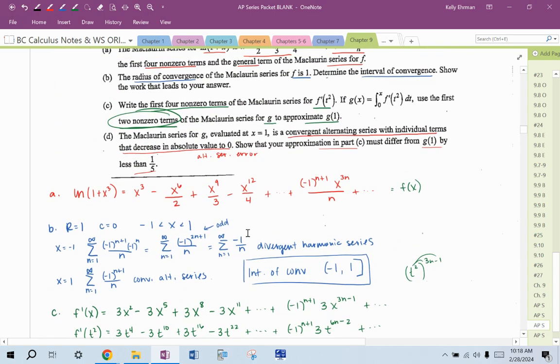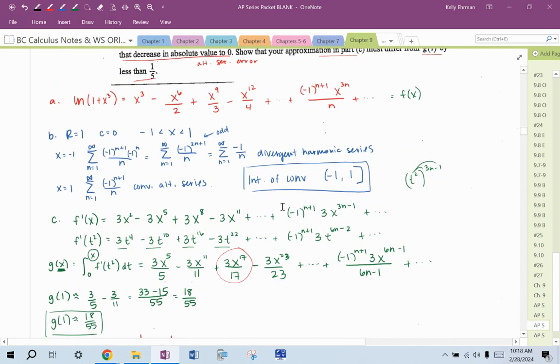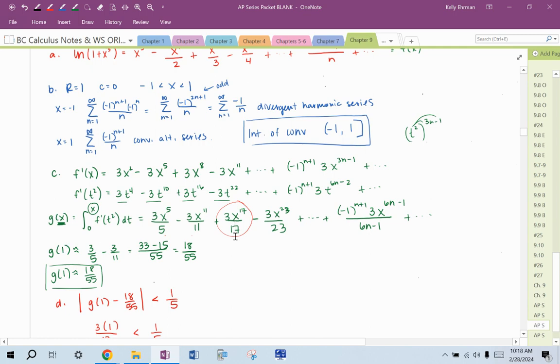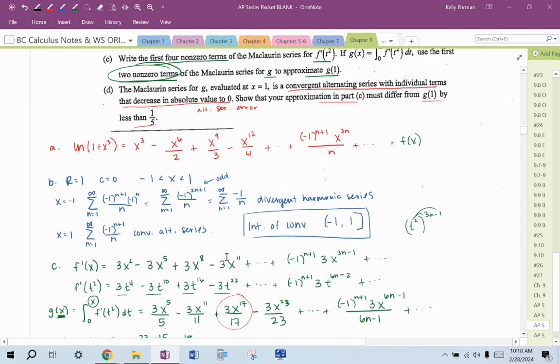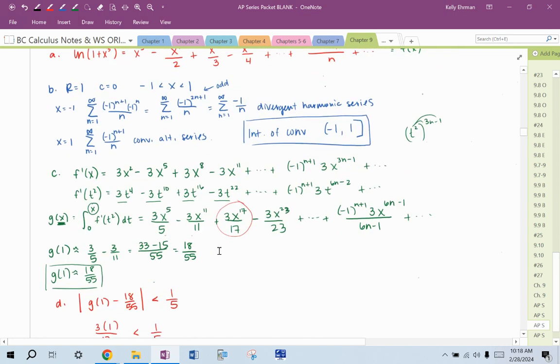Okay, that was a long problem. That's pretty complicated for this one. Lots of parts to part C. Part C, by the way, is 4 points. So you get points for writing the first two terms correctly of f prime of t squared, and you get another point for the remaining terms that you're supposed to write. And then you get another point for correctly writing the first two terms of g of x, and another point for the actual approximation. So 4 points in there.